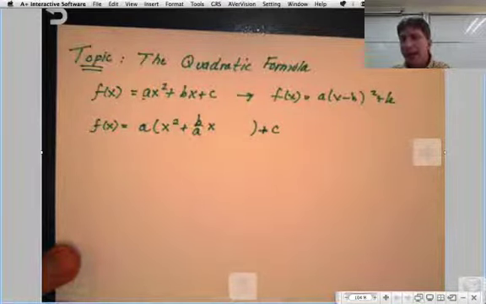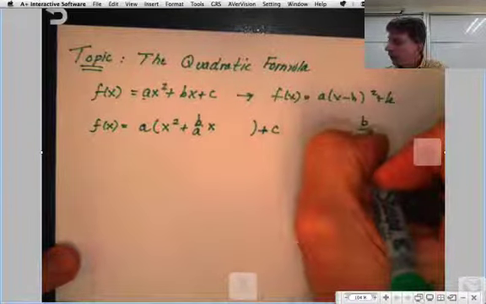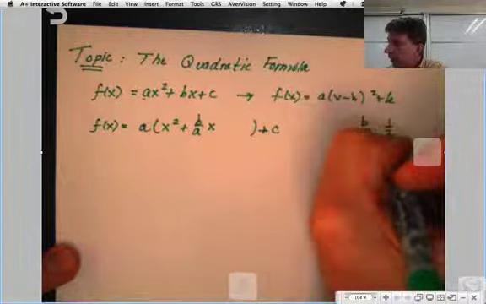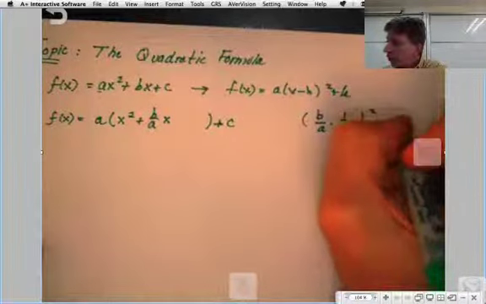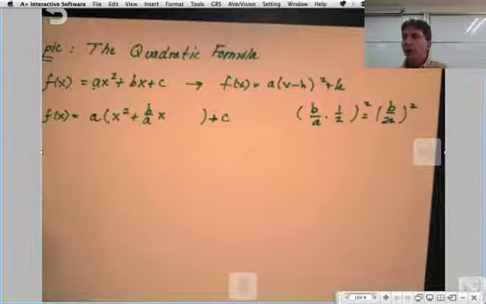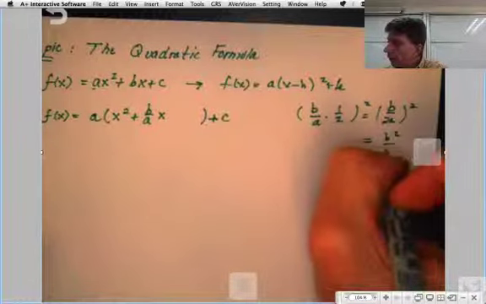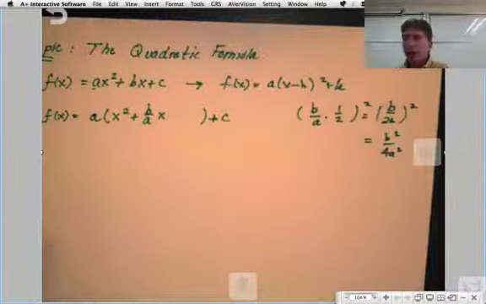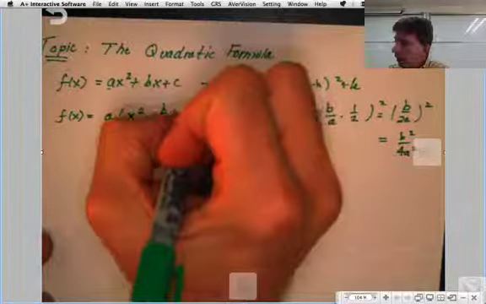I'm going to do this off to the side here. If we take half of b over a and square it, that gives us b over 2a squared. And b over 2a squared is b squared over 4a squared. So b squared over 4a squared is the number I need to complete this trinomial square.